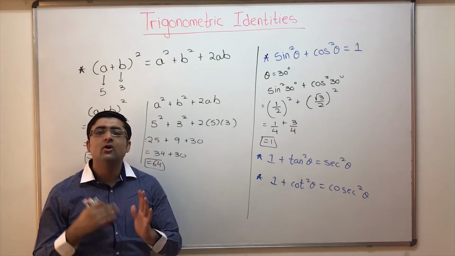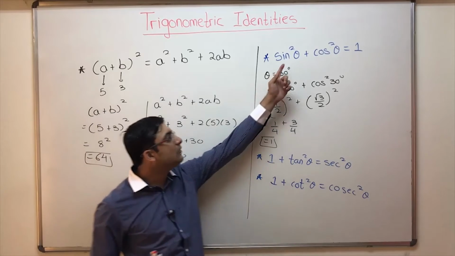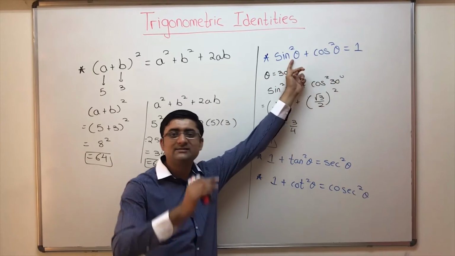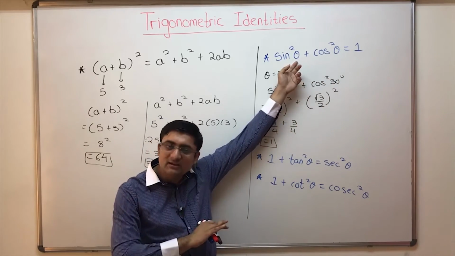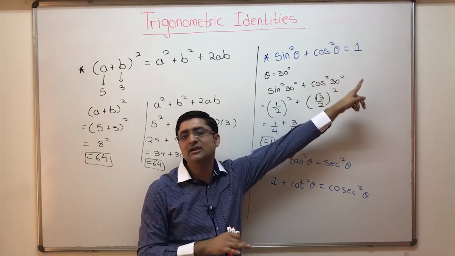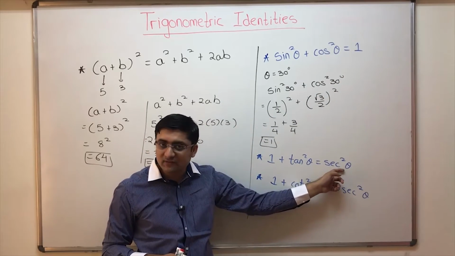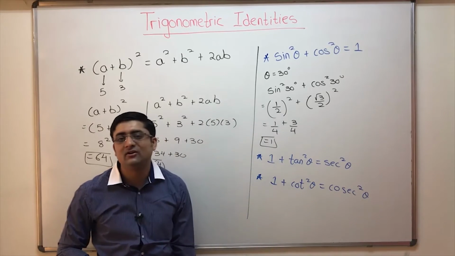I repeat once again, what is an identity? Something which is true for all values of the variable. Here, what is the variable? Angle, right? Now remember, these two angles have to be the same. You can't take sine square of 30 and cos square of 60, no, same angle. So sine square of any angle plus cos square of the same angle is equal to 1. Next, 1 plus tan square of an angle is equal to sec square of that angle, and 1 plus cot square of an angle is equal to cosec square of that angle.